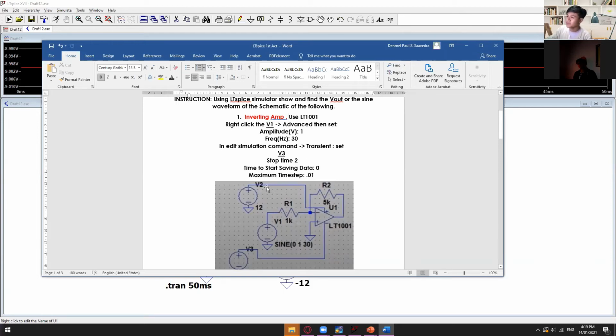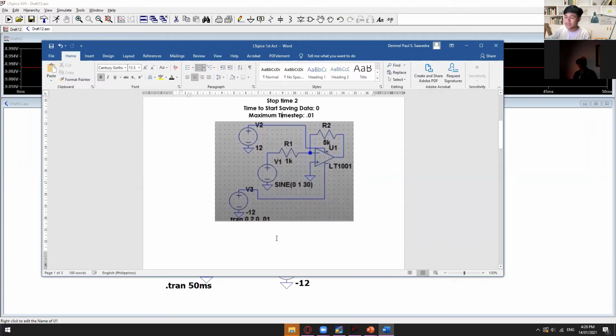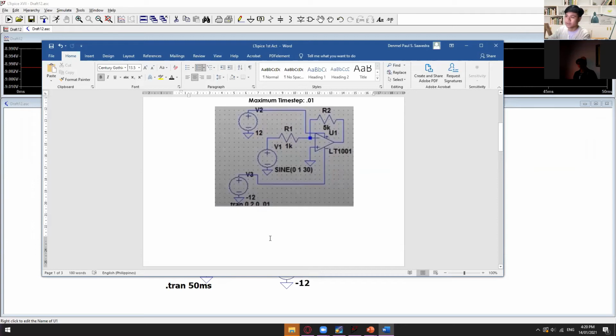Okay? So, right-click the V1. So, tinuro ko naman na kung paano iset yung mga voltages last meeting. So, kayo nang bahala. So, meron siyang amplitude ng 1, frequency of 30, and then in edit simulation command, go to transient, set the stop time to 2, time to start saving data, 0, maximum time step is 0.01, and so on and so forth. Okay, so dapat ganito rin yung magiging settings mo. Okay, so trans 0 2 0 0.01. Okay, para iisa lang yung magiging result or yung waves na makikita ko.